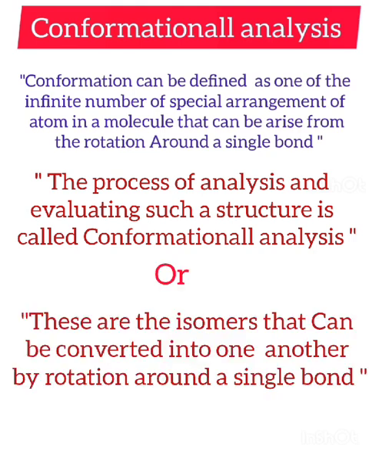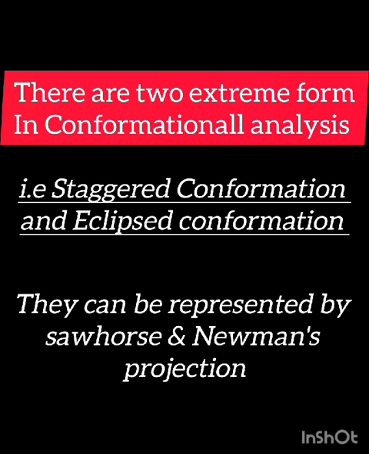Conformational analysis can also be defined as the study of isomers that can be converted into one another by rotation around a single bond. There are two extreme forms in conformational analysis, that are staggered conformation and eclipsed conformation. They can be represented by Sawhorse and Newman projection.